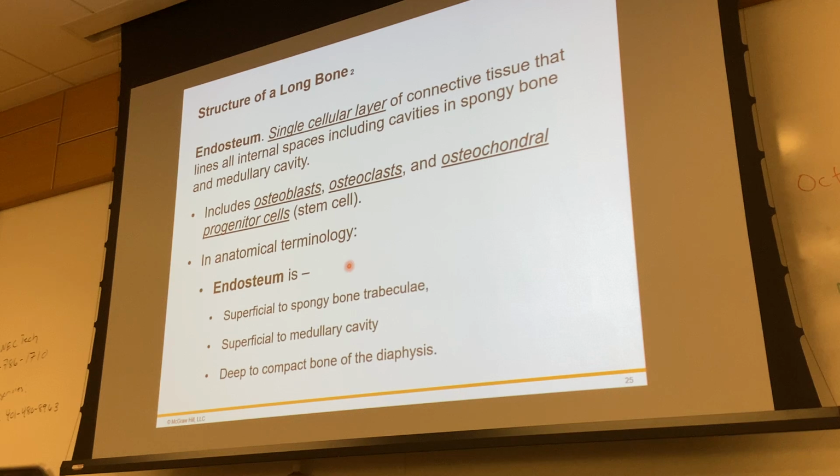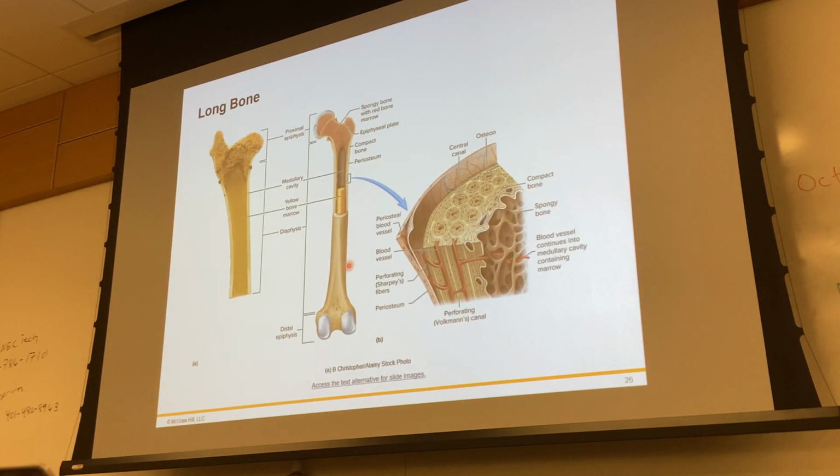The endosteum will be lining the medullary cavity and surrounding individual trabeculae of spongy bone. If you look at this picture right here, the central portion is the diaphysis. There's the proximal and distal epiphyses right here. The medullary cavity is surrounded by the diaphysis, which is surrounded by the periosteum I just mentioned. The medullary cavity itself is surrounded by the endosteum.